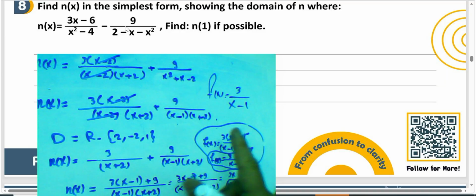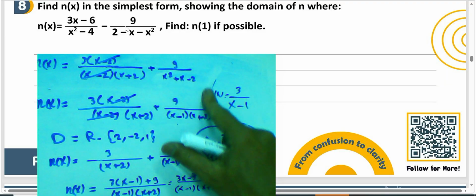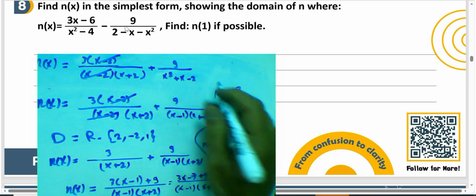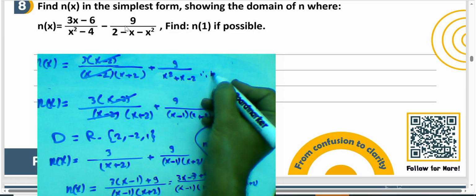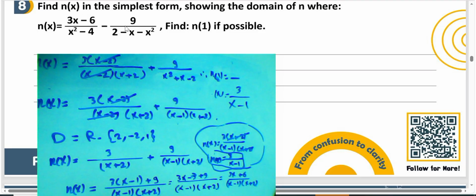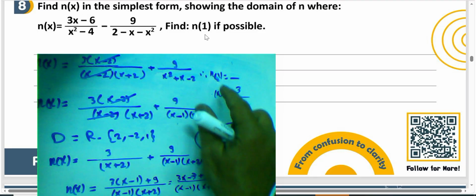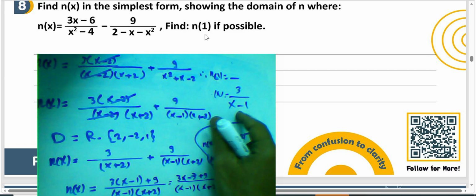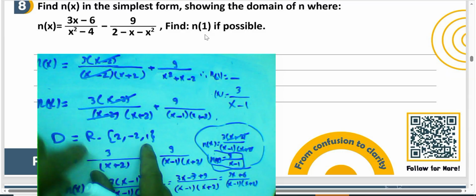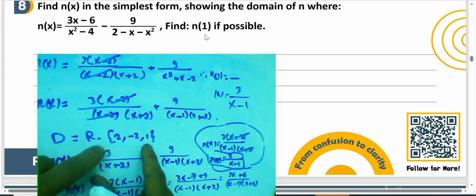Now he wants to find also this n of x. He wants to find n of 1. Look at the example here: if we put 1 here, it's undefined, because 1 minus 1 is in the domain, okay? Then n of 1 is undefined.